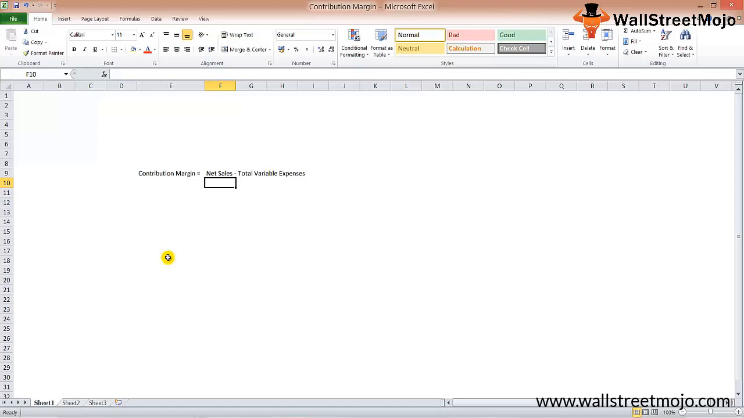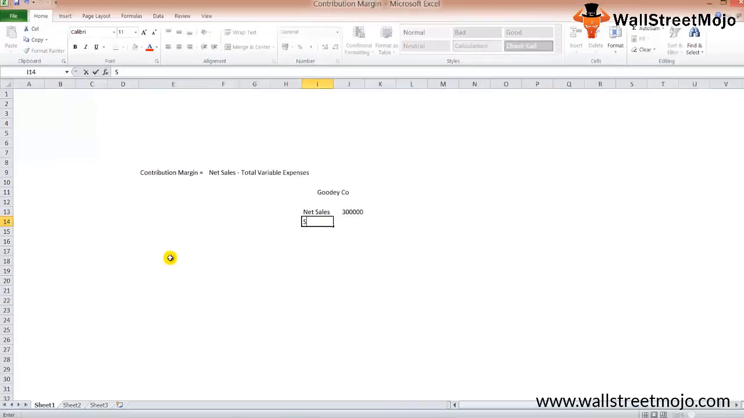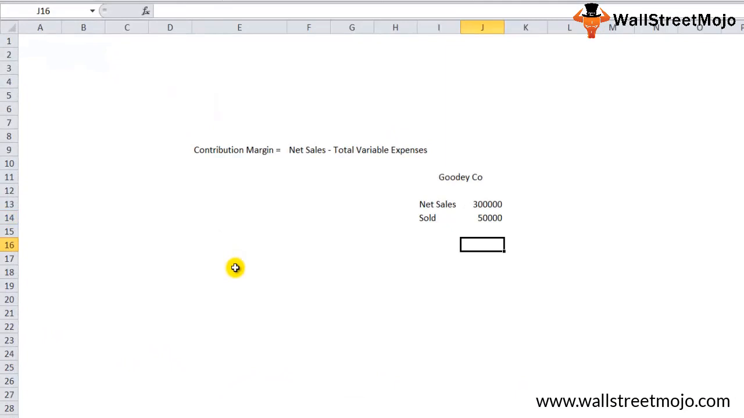Now, let's take a very practical example which will illustrate the contribution margin formula. Let's say there is a company whose name is Guri Company. Guri Company has net sales of close to 3 lakh. It has sold 50,000 units of its product. The variable cost of each, VC, is $2 per unit.